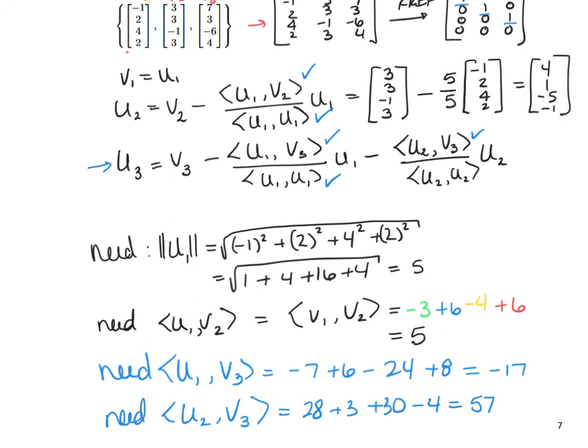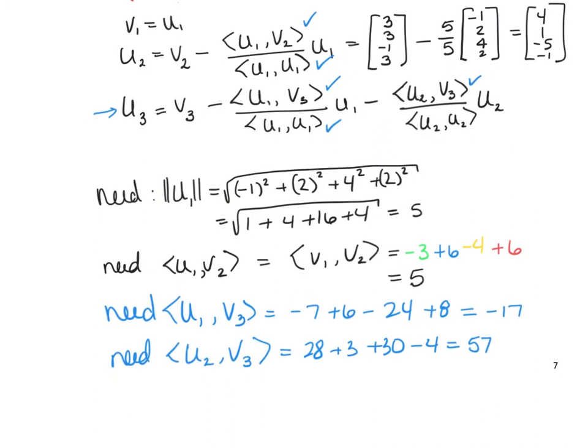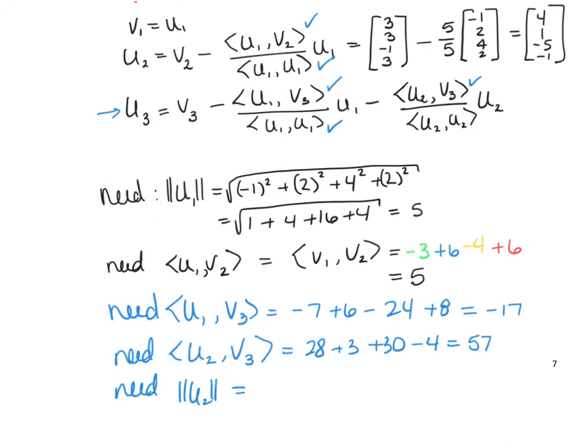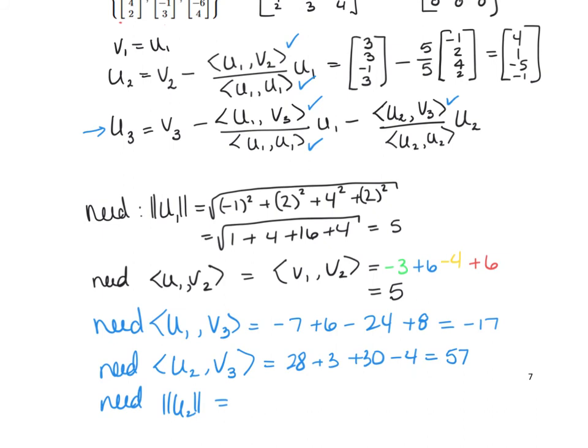The next thing I need to do is find the modulus of u2. Remember, my u2 is 4, 1, negative 5, negative 1. So 16 plus 1 plus 25 plus 1 is 43. So the square root of 43. So now I've got that piece.